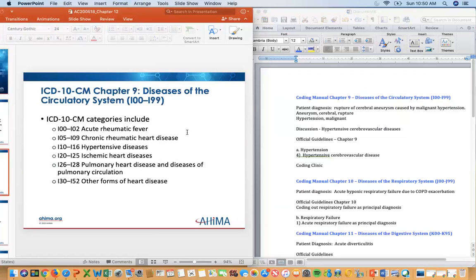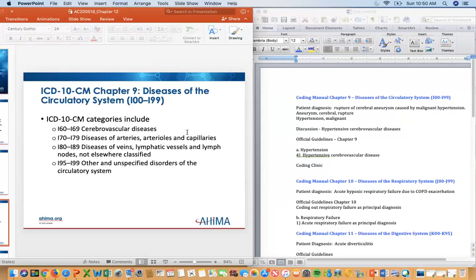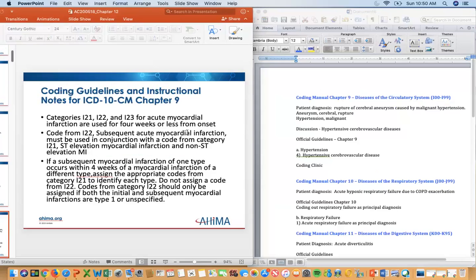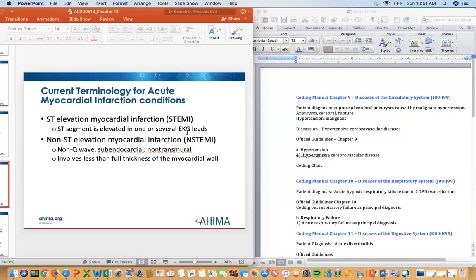So we're looking at some of the categories, and remember we have I00 to I99, so these are just a few. You can see that there are myocardial infarctions, strokes, cerebrovascular, etc. So there are quite a few in depth. Also, the current terminology for acute myocardial conditions, it's very good to review these. We have a STEMI or a non-STEMI is what we call those.